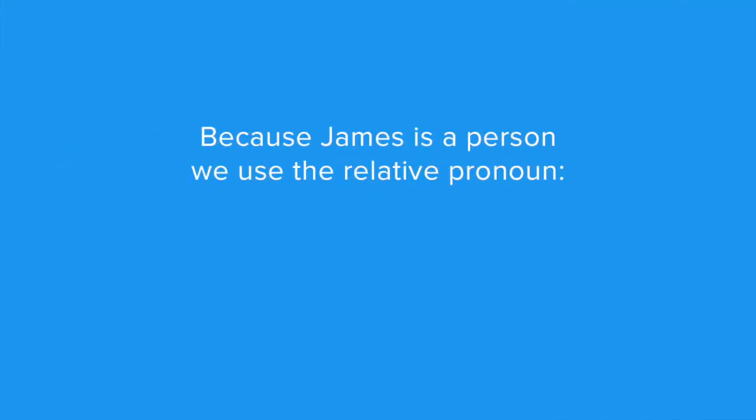Let's have a look at an example. This is a main clause. In this sentence, we have two different nouns, James and the guitar. We use relative clauses to give extra information about a noun in a sentence. To start with, let's provide some additional information about our first noun, James. Because James is a person, we use the relative pronoun who when adding extra information.